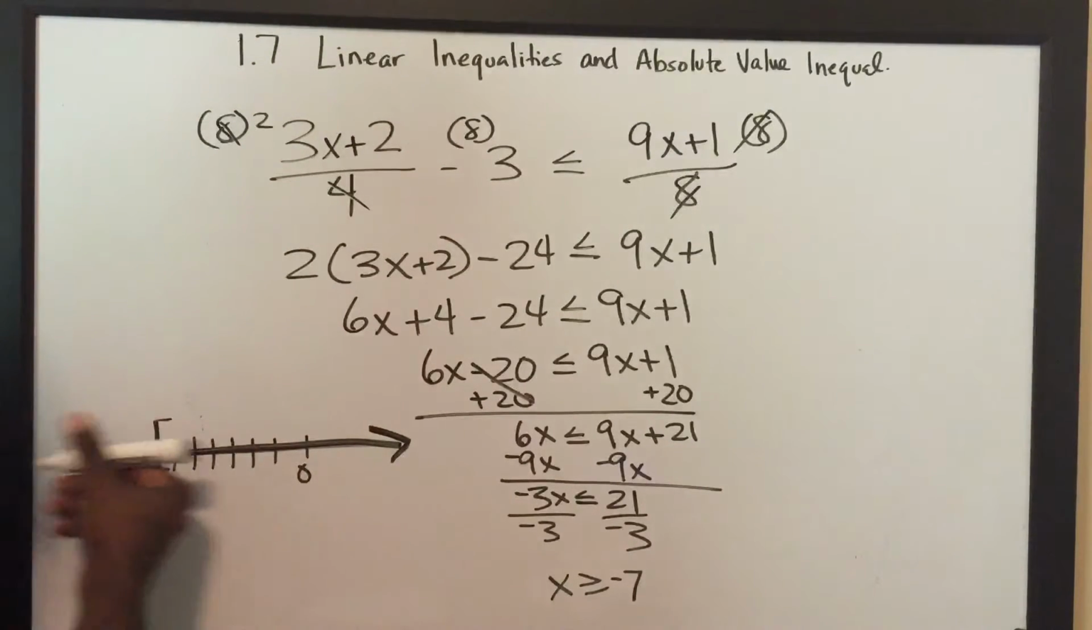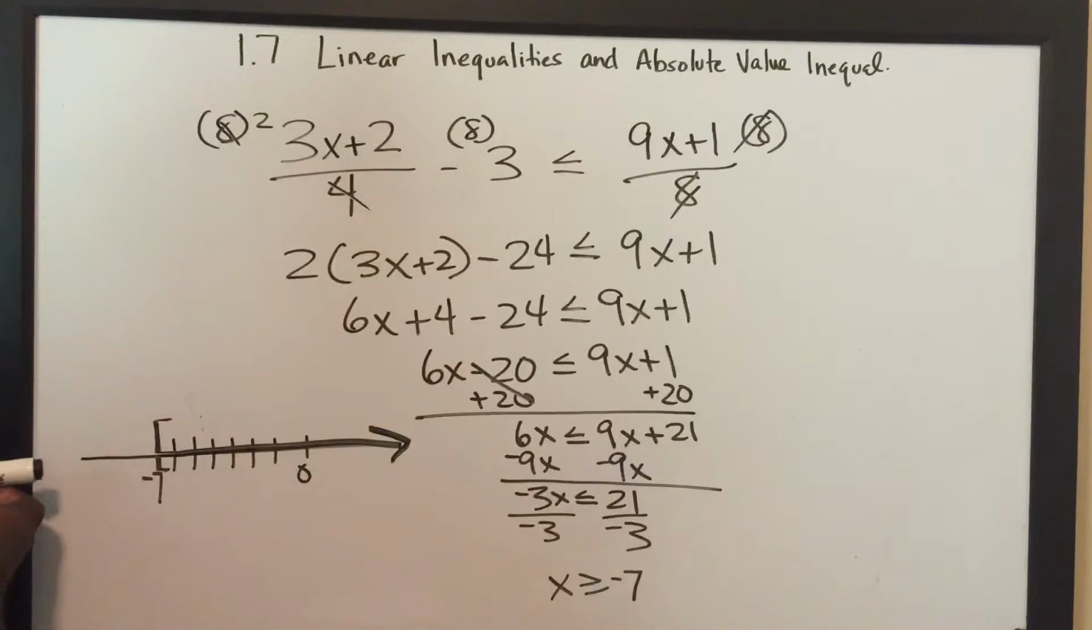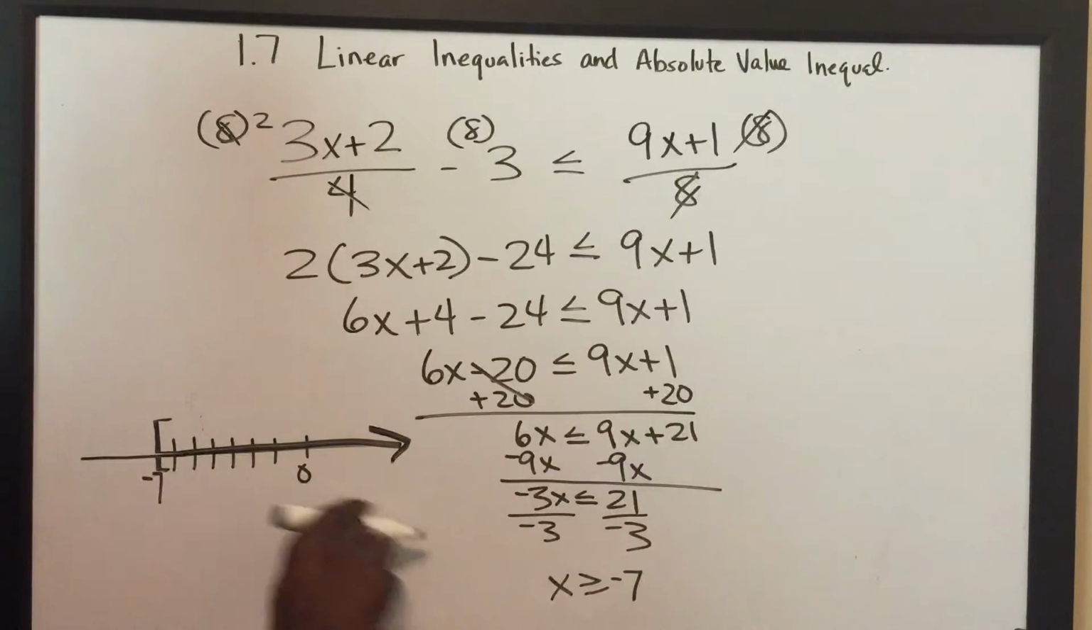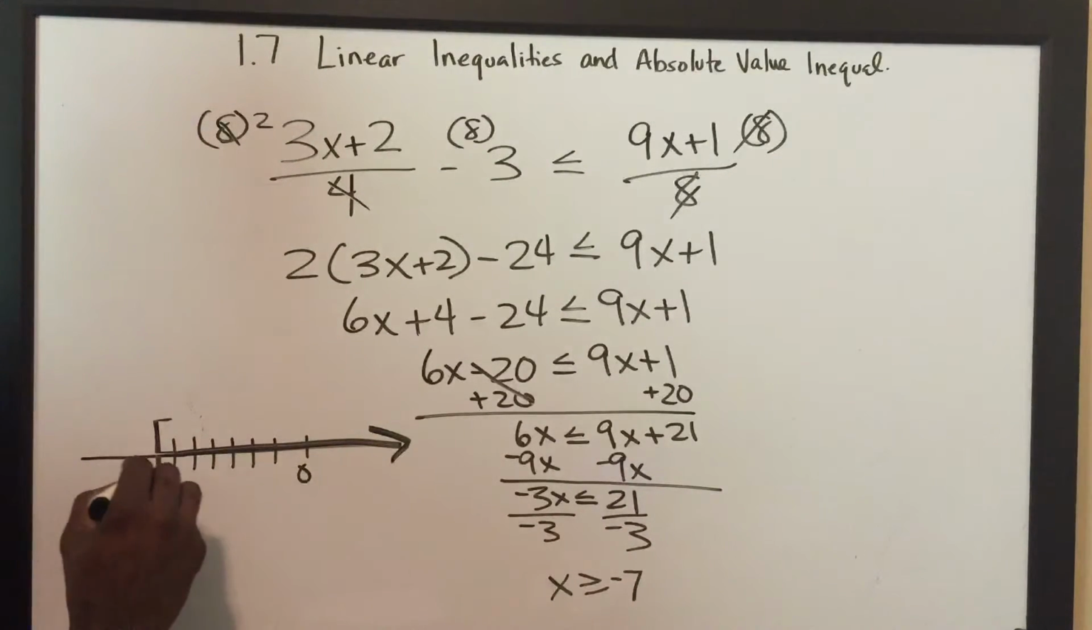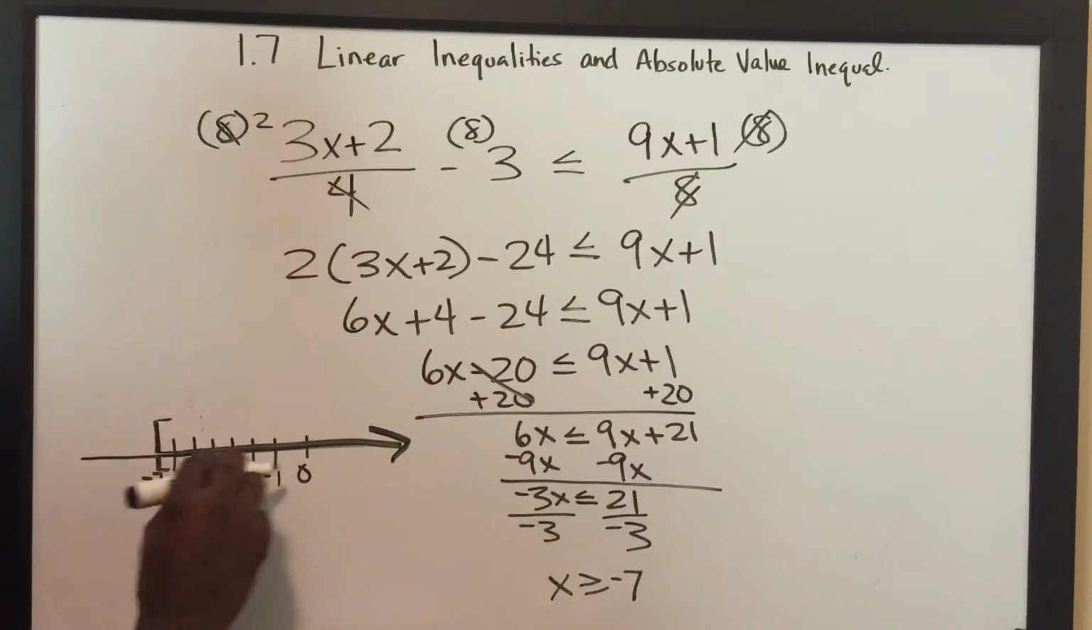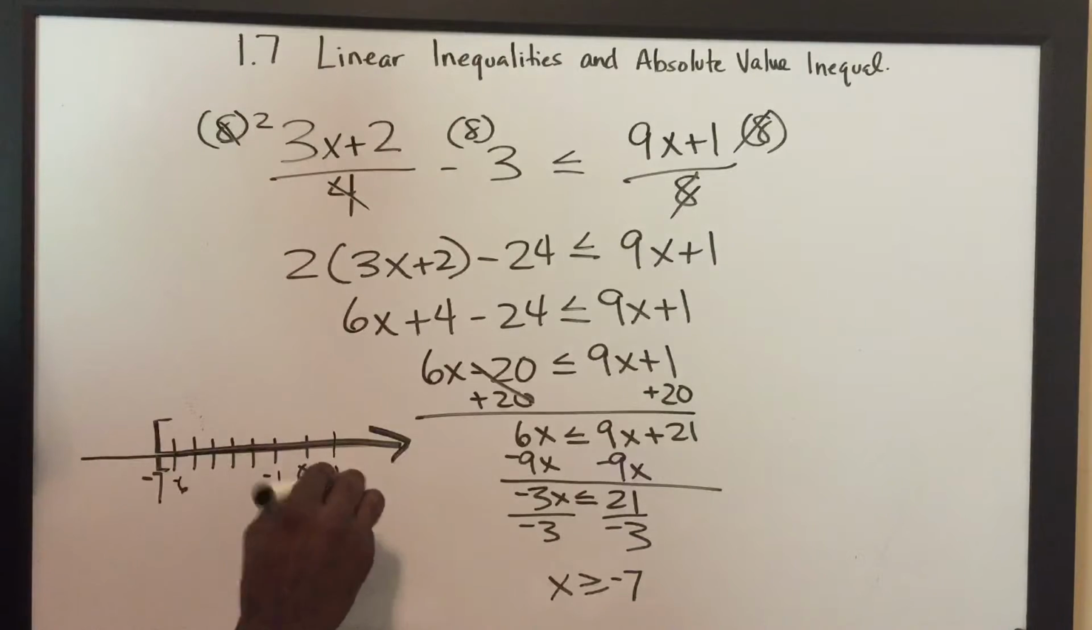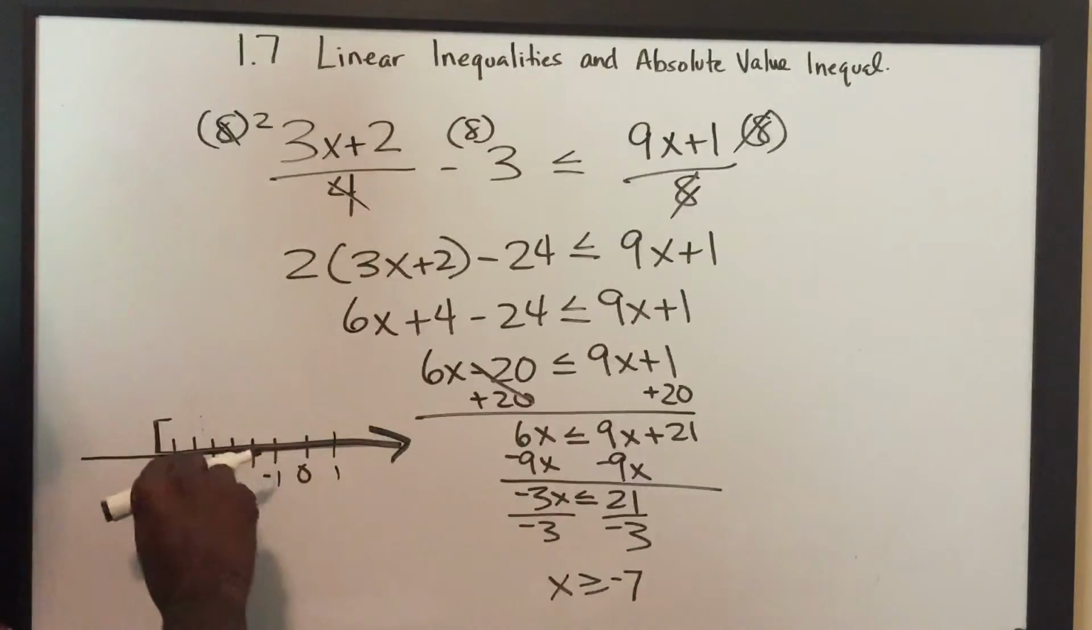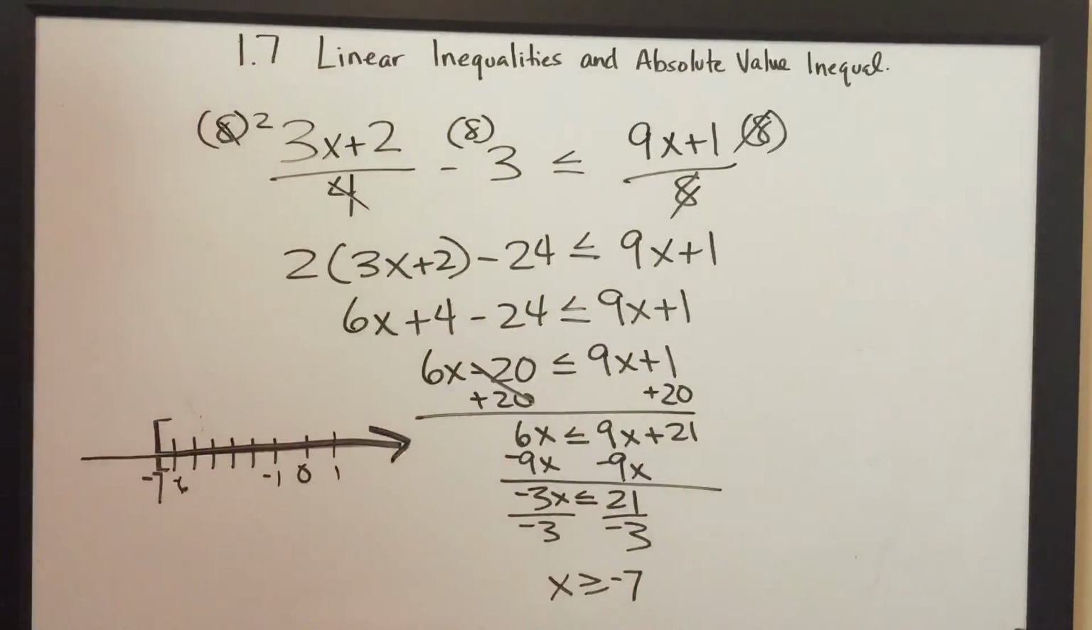Not back this way, because it didn't say less than or equal to negative 7. It said greater than or equal to. So negative 6 is greater than or equal to negative 7, and negative 1 is greater than or equal to negative 7. 1 is greater than or equal to negative 7. And it continues to go way out there.